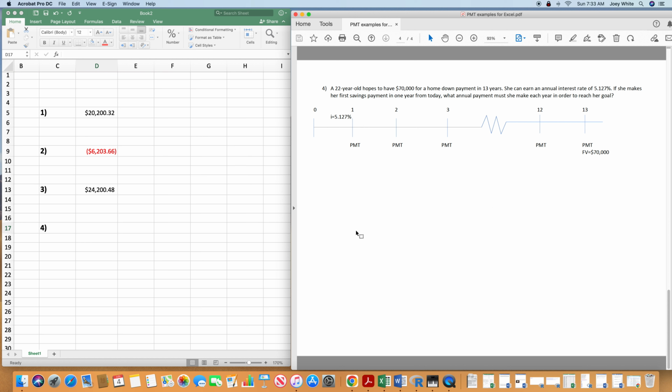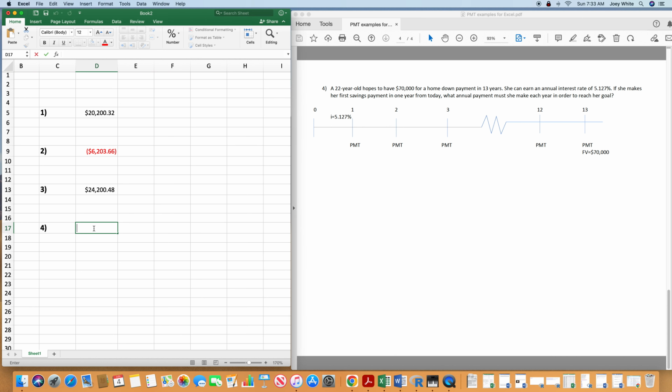Okay, so once again, let's go to Excel. Now this is going to be a cash outflow, right? Because it's a payment into a savings account, so we should expect to get a negative number, or at least a red number. So equal sign PMT, rate is 0.05127, comma. Number of periods is going to be 13. There's no present value because there's no payment made today, and nothing expended or brought in today, so that's 0. Future value is going to be 70,000.